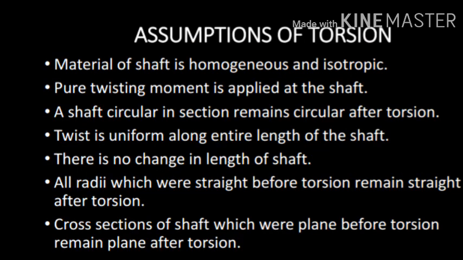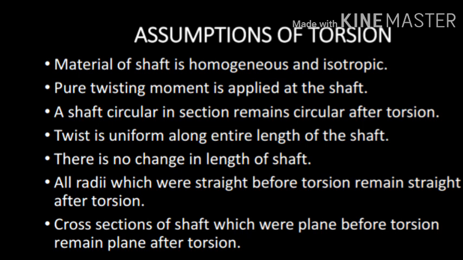Now before going to the derivation of the torsion formula, we have to assume some facts. These are known as assumptions. So assumptions of torsion are: first one, the material of the shaft is homogeneous and isotropic, that is, the material must show the same properties in all directions. Second one, pure twisting moment is applied to the shaft, that is, when the shaft is loaded, there must be no bending stresses, only pure torque must be there.